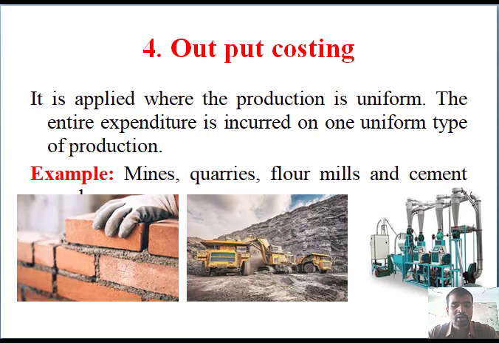Next, output costing. What is output costing? It is applied where the production is uniform. The entire expenditure is incurred on one uniform type of production. Examples: mines, quarries, flour mills, cement works.